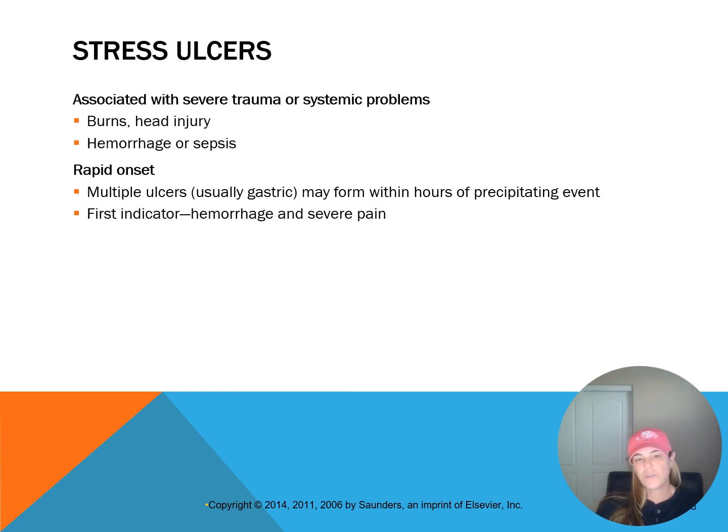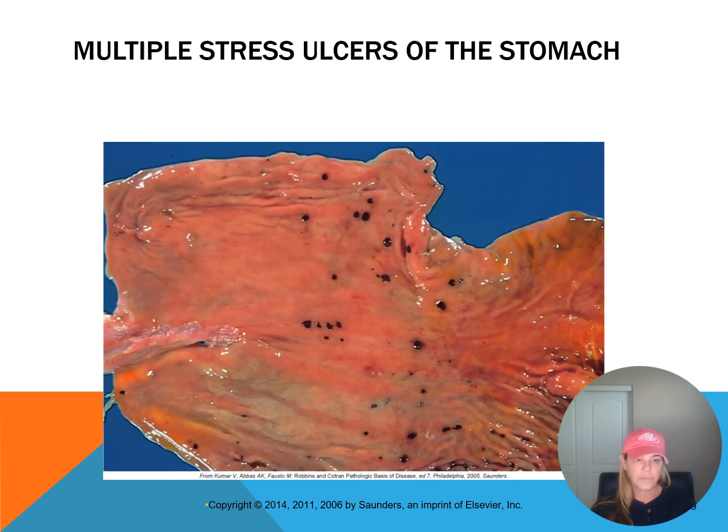Stress ulcers can be associated with burns, severe trauma, hemorrhage, or sepsis. They happen very fast, usually within hours of the event, and usually you can see hemorrhage or severe pain as an indication that they have a stress ulcer. This is just a picture of multiple stress ulcers. You can see all these little black dots here are the stress ulcers from somebody's stomach.